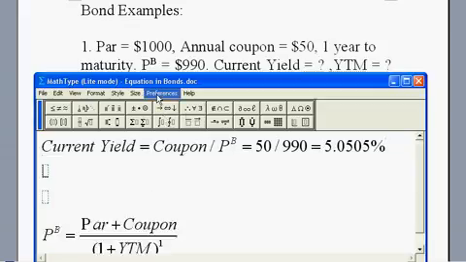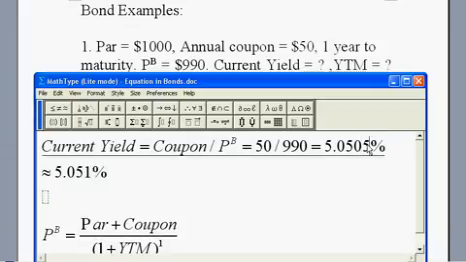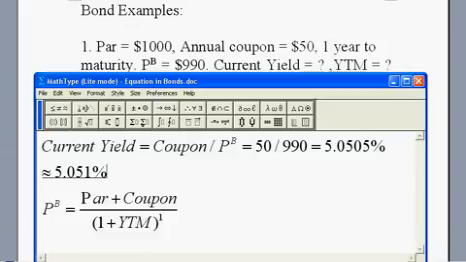And we can round this number up a little bit. So 5.0505% is about 5.051%, since the last digit here is 5, right? So we can round it up a little bit.